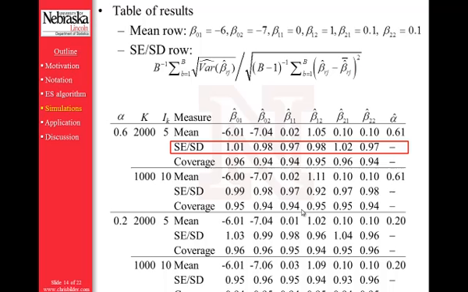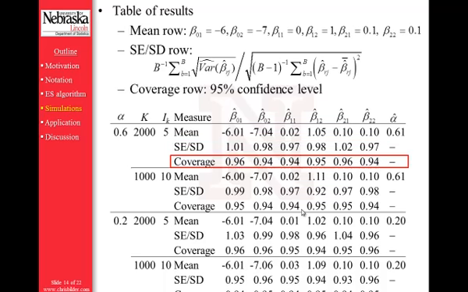Then in the next row, this SE/SD row, basically what we do is we average over the standard errors that come about through our sandwich covariance matrix estimate. And we take that divided by the standard deviation of all the beta hats. What we're hoping for here is that we get a value that's close to 1. And indeed, that's what we're getting. So that's a good sign as well.